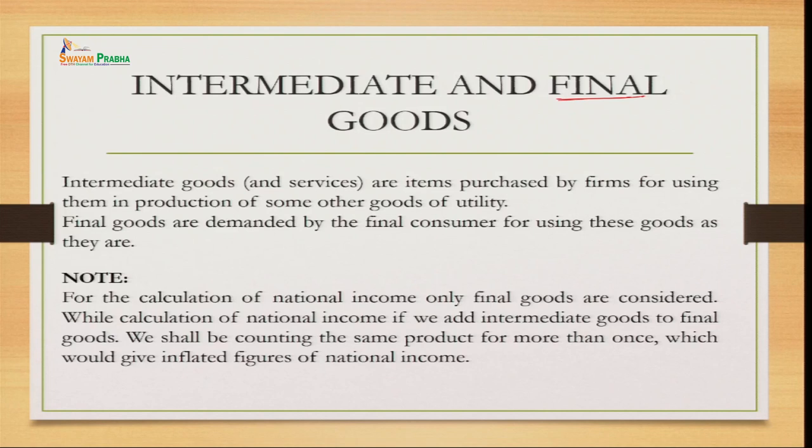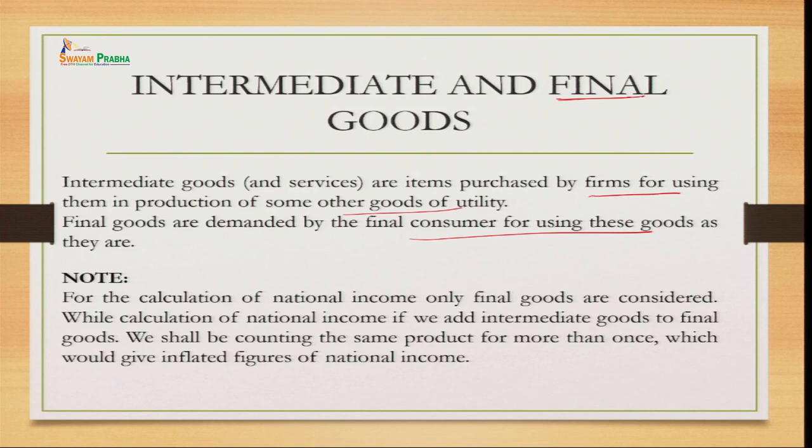Intermediate goods are those goods which are used for further processing, whereas final goods are those goods which are used directly, which are not used for further processing. Intermediate goods are items purchased for using them in the production of some other goods of utility. If you produce another good from those goods, they would be considered intermediate goods. Final goods are demanded by a final consumer for using them as they are. You are not going to use them further for the creation of utility.